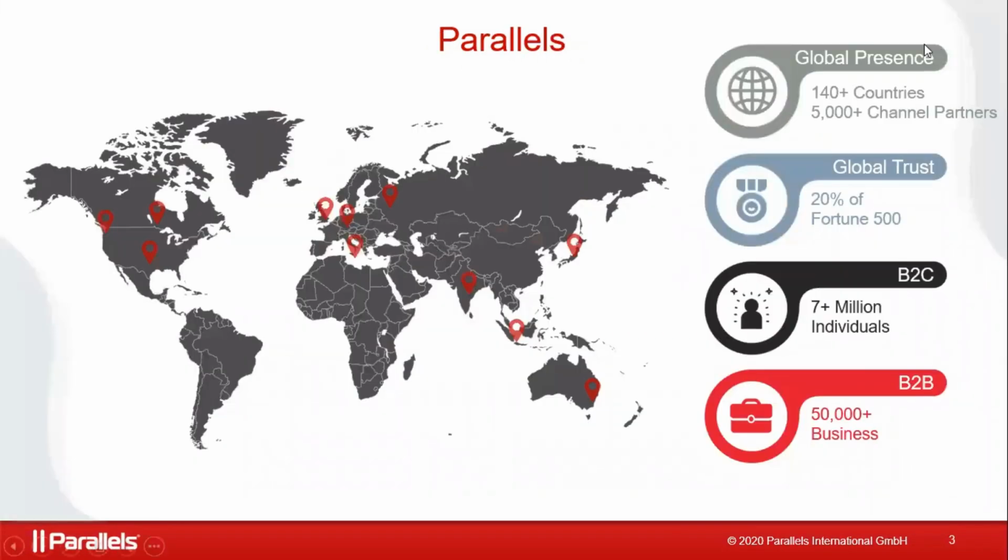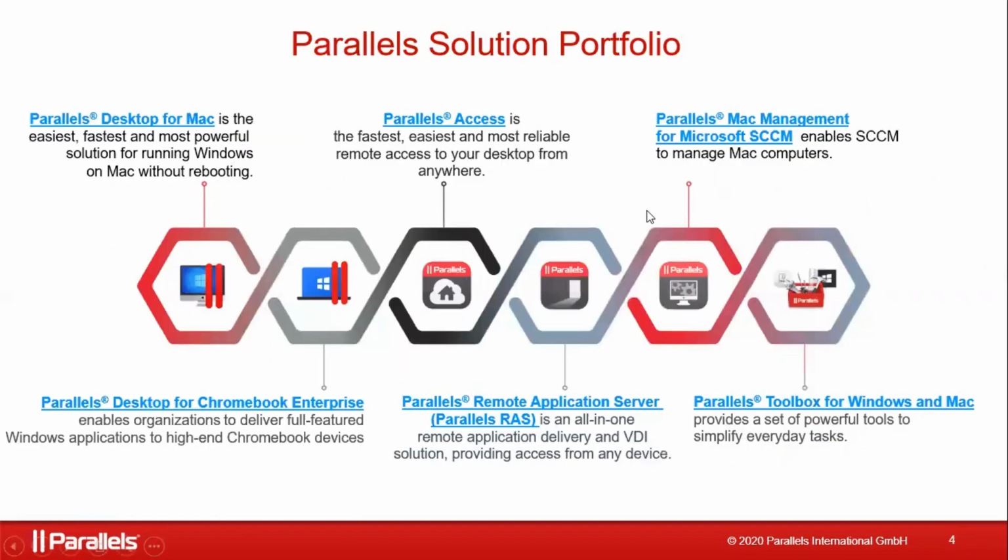So as you can see from here, we have Parallels. Parallels is from Europe, and it is trusted globally by over 20% of the Fortune 500. They now have more than 7 million individuals using Parallels, and of course they have regional offices across the world. This is the Parallels solution portfolio.